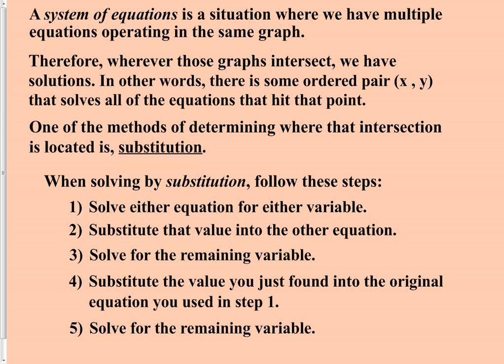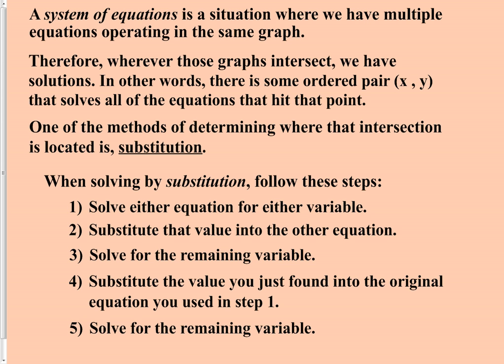Okay, so obviously systems of equations is a situation where you have multiple equations operating in the same graph, which means these two lines, or whatever the type of curves are, are running around in the graph, and it is entirely possible and probable that they will hit each other at least one location. That means there is at least one ordered pair, x comma y, that will solve either of the equations at that particular location at the same time. That's what we call our intersection. It is the solution to the system.